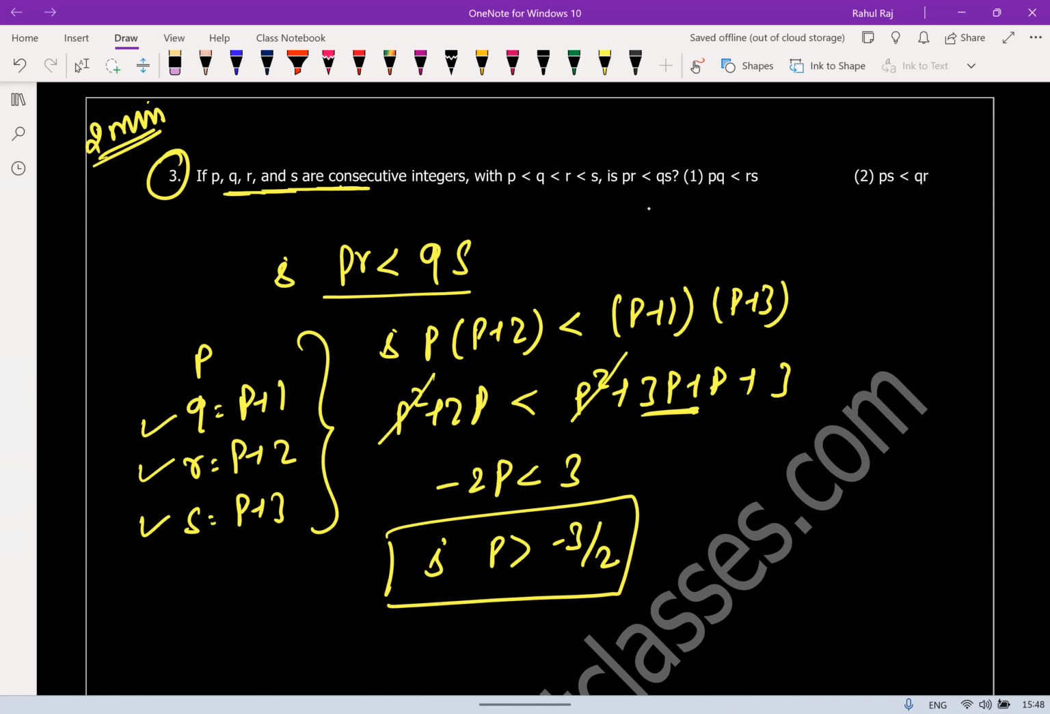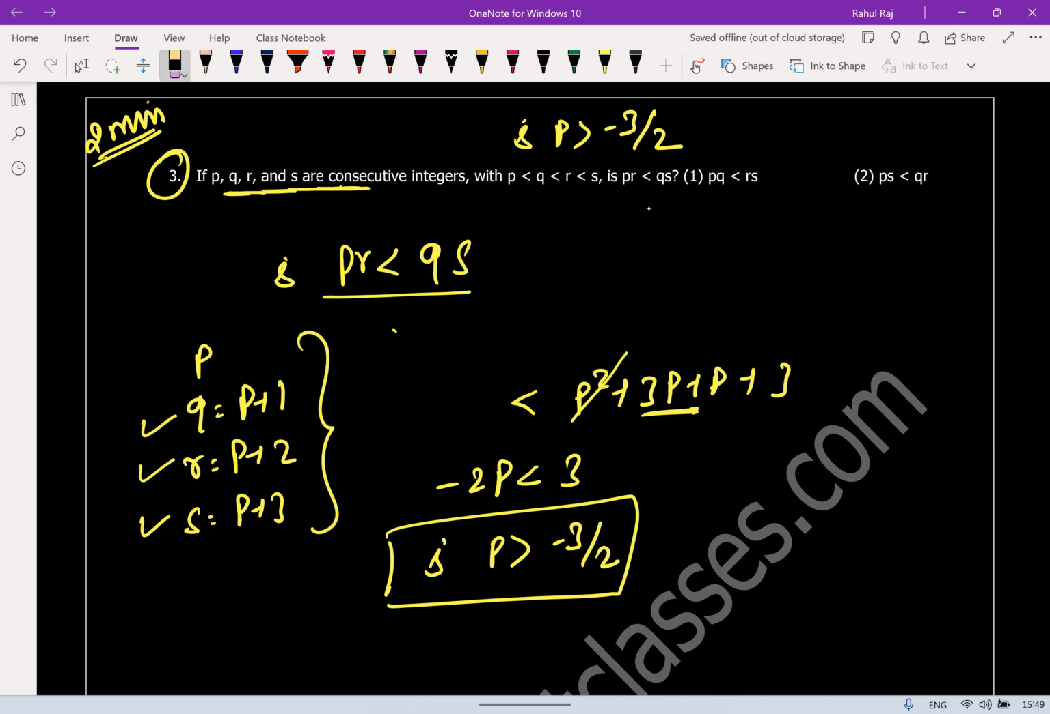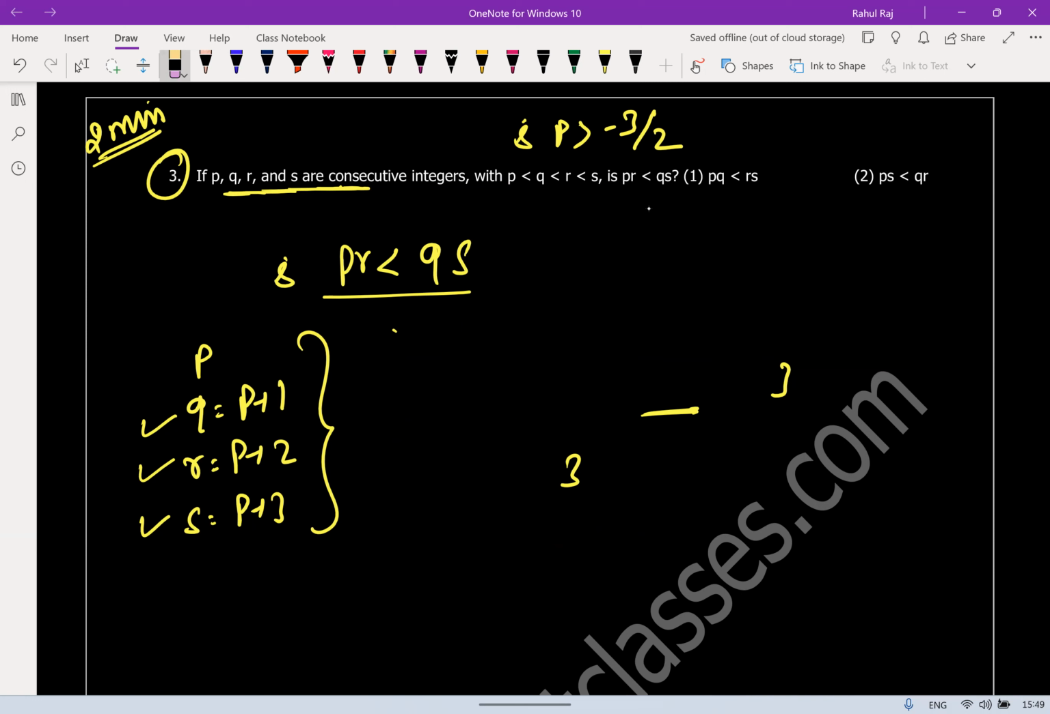Is P greater than negative 3 by 2? That's all. Agreed? This is my question. I've done nothing, I've just modified my question based on the information given to me in the question. Now, this is statement number 1, where PQ is less than RS. All I can do here is put in the values of PQRS and see whether I'm getting P greater than negative 3 by 2 or not. Simple logic.